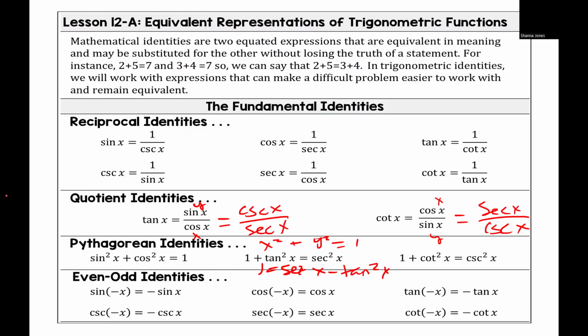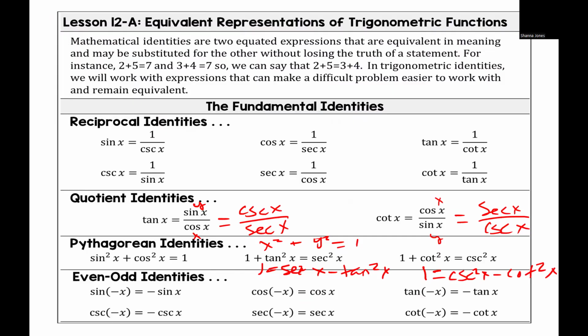okay? Same thing here. I have 1 plus cotangent squared x equals cosecant squared x. Again, I can manipulate it to be whatever I need it to be. So if I needed this to be a 1, 1 can equal cosecant squared x minus cotangent squared x. Identities are just rules that have already been verified, and you can control what those rules look like.